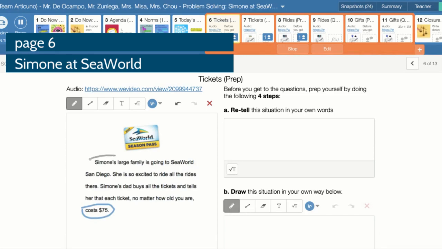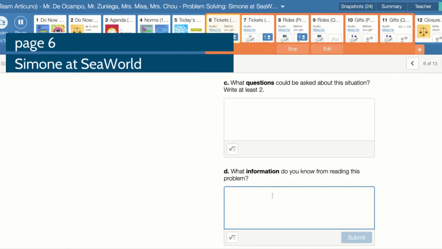We also can talk about, like, hey, Simone has a large family and they're going to SeaWorld, and that could also be part of the information that you know. Okay, so anything that you know from the problem, you can put it over here. Now we're going to go to page 7.